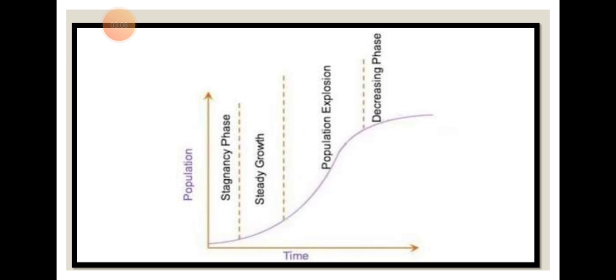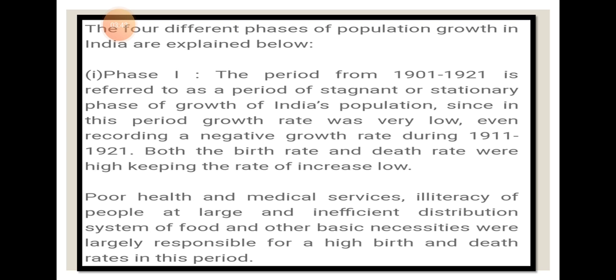The first phase is called the stagnant phase or stagnancy period. The second stage, 1921 to 1951, is called the steady growth of population. The third phase, 1951 to 81, is the phase of population explosion, and the last phase, 1981 to the present, is called the decreasing phase. Now we are going to discuss the different characteristics of population in the different phases. Now see the first phase.